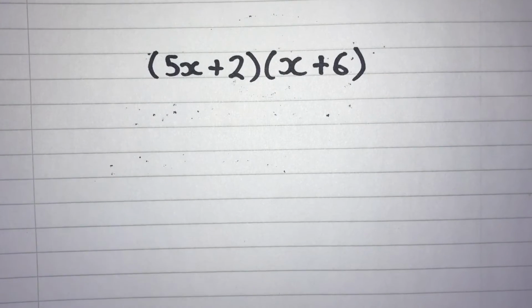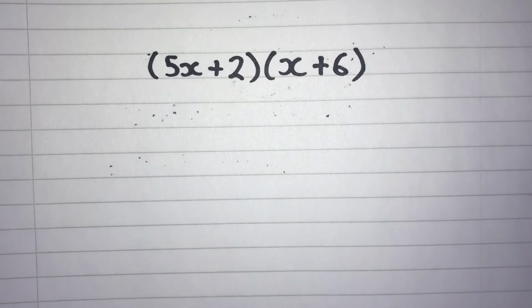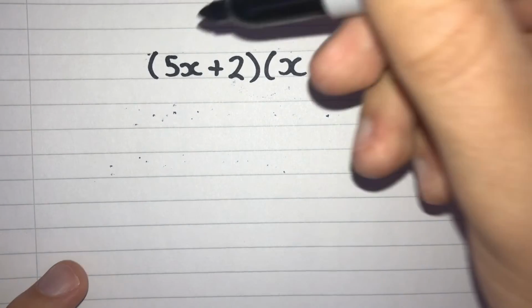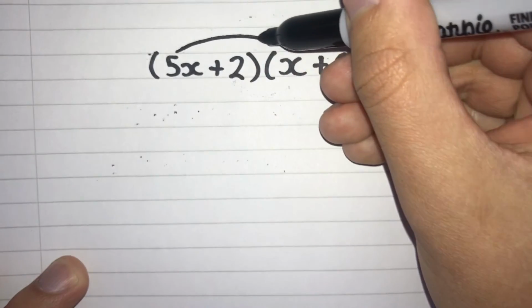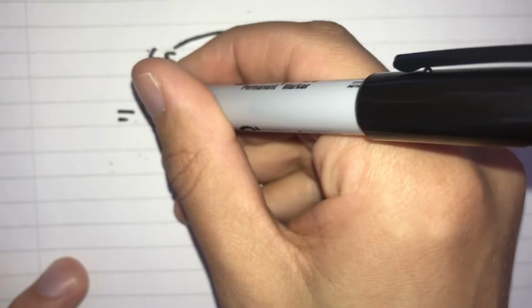Okay, one last question for you to have a go at. 5x plus 2, x plus 6. If you want to pause the video for a moment to see if you can expand this bracket, and I'll go through it in a second. So starting off with our firsts, we've got a 5x and an x. Multiplying those two together, we're going to get 5x squared.